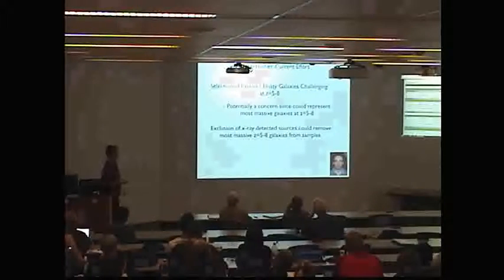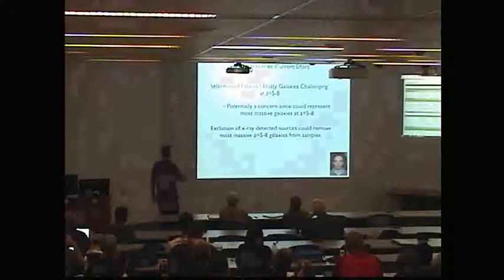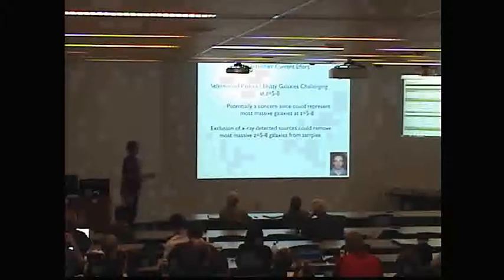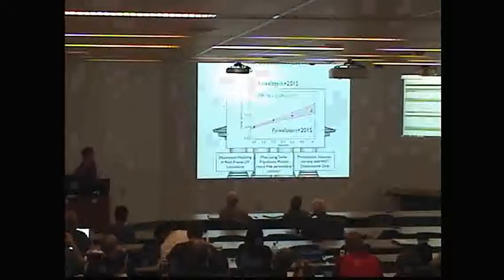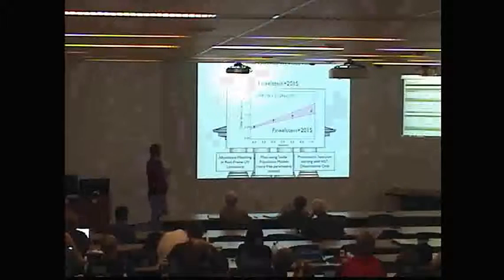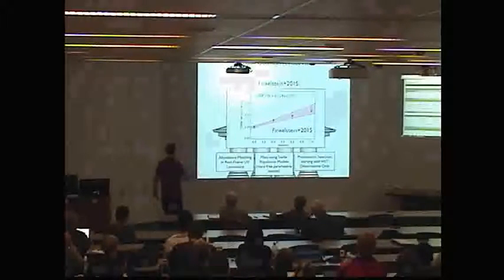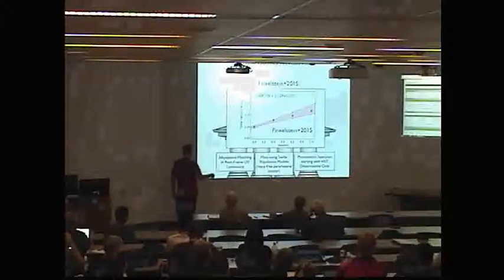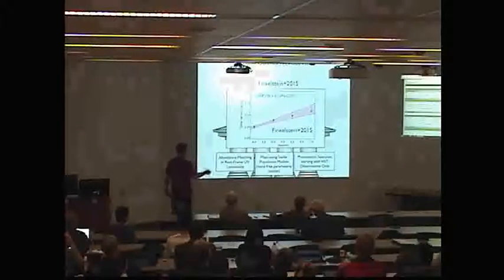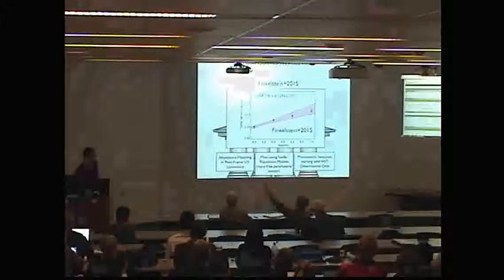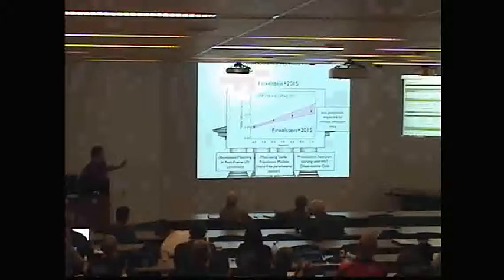Okay, so what are the uncertainties? Sometimes it's a little bit more challenging to select dusty or passive galaxies at redshift 5 to 8. So this could be a concern at redshift 5 to 8. You could also worry about X-ray selected sources. So how does this compare with previous work? Steve had a paper which was based upon abundance matching UV, stellar masses based upon stellar population models, and photometric selection.